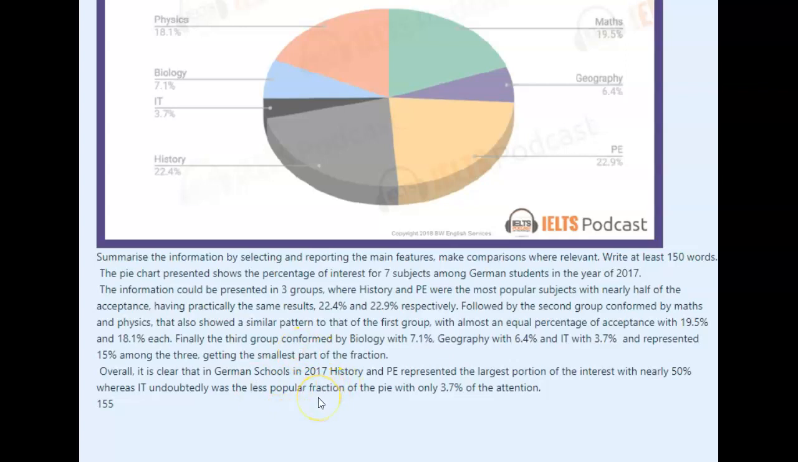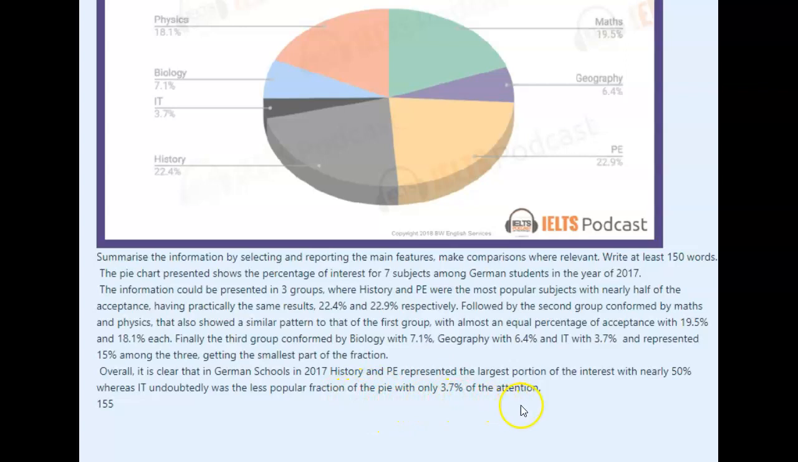Don't use the word fraction. I want you to use the word figure. Figure is a great word which covers all needs. So it could mean percentage, it could mean fraction, it could mean number. So it's a wonderful word to use when you're trying to kind of vary up your vocabulary.